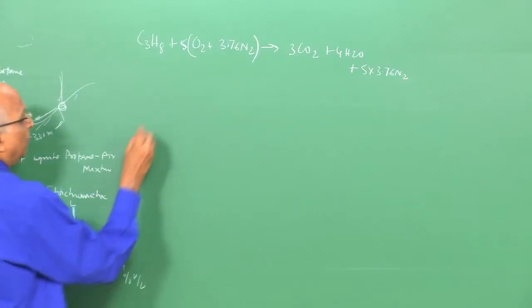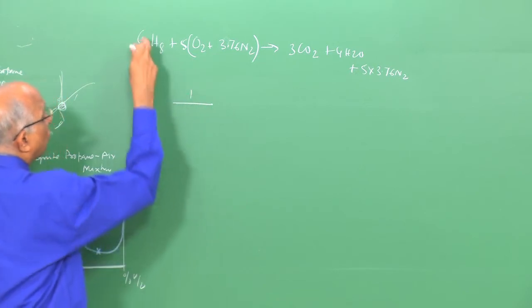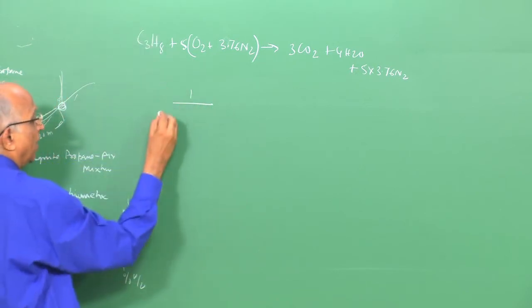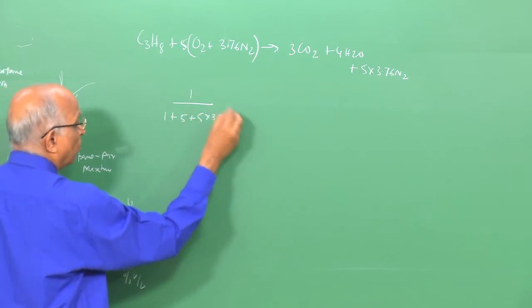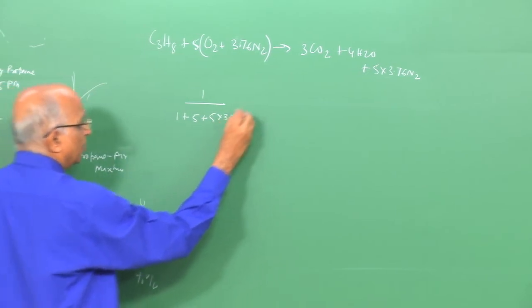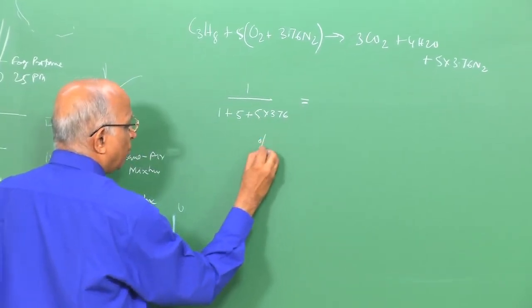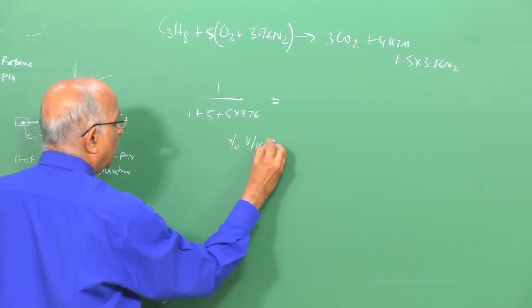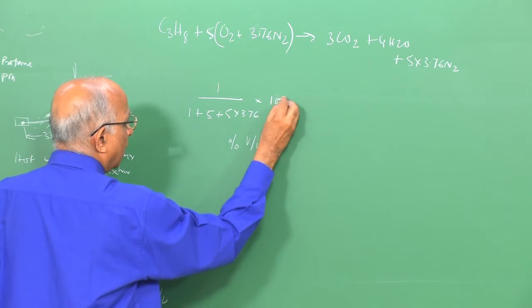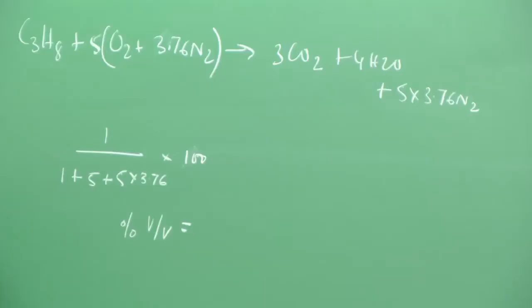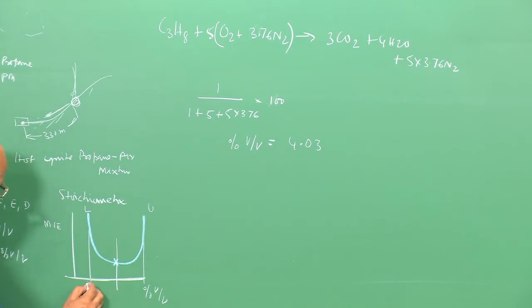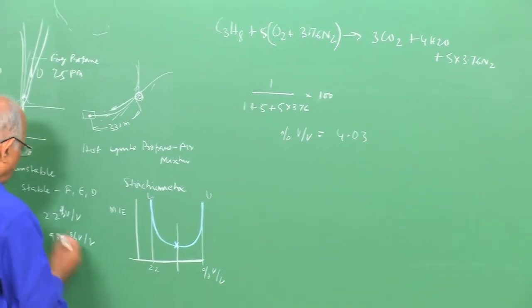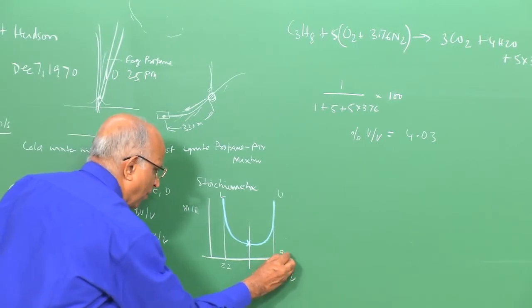Therefore, what is the type of mixture which should be formed such that it is going to be stoichiometric? Well, it is going to be 1 volume of propane divided by 1 plus 5 into 3.76 moles of nitrogen. This is the total volume of the mixture, or rather, when I talk in terms of percentage volume by volume, it is going to be into 100, and this corresponds to a value around 4.03. Or rather, if I were to put it in terms of this, maybe I am looking at this around, let us say, 2.2 to 2.3. I am looking at the L value around 9.5.